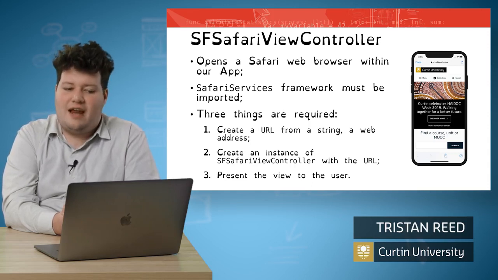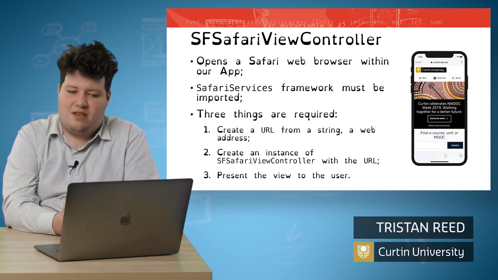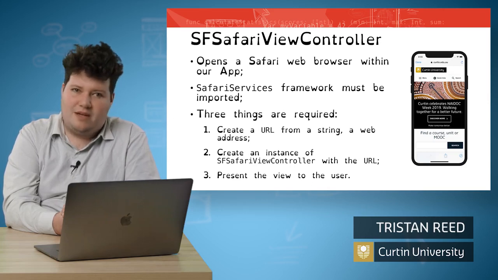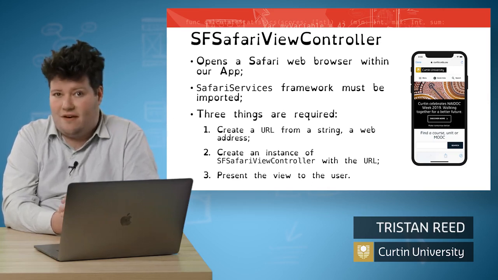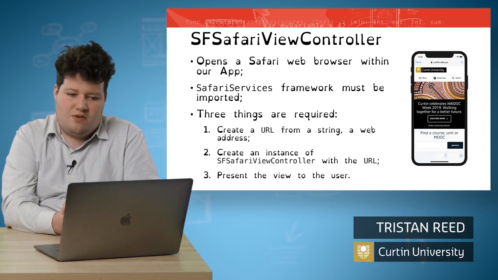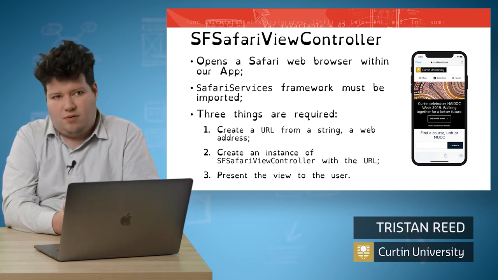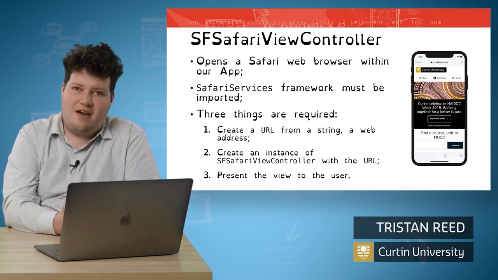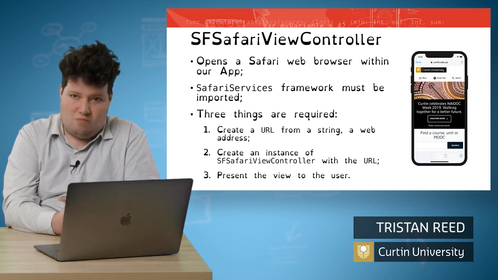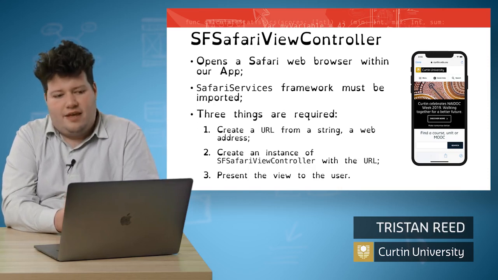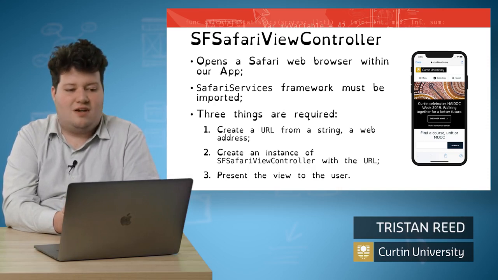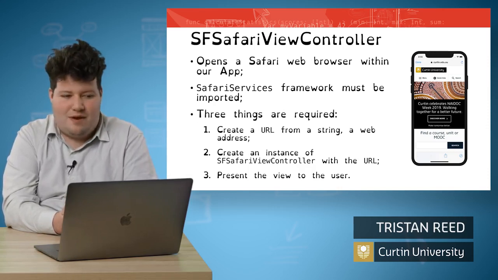So to actually use that SF Safari View Controller, we do need to know three things. We need to create a web address, so we create a URL, much like we would when we're typing it into Safari ourselves in the Safari app or in another web browser. So we need to create that URL from a string, and Apple does have a specific way we represent that URL. We then need to create our SF Safari View Controller and tell it, well, this is the URL we want to go to. And then we need to say, okay, show that to the user. And once you've done all those steps, you'll end up with something like you see in the slides here. And it's got a nice screenshot there of the Curtin University webpage.